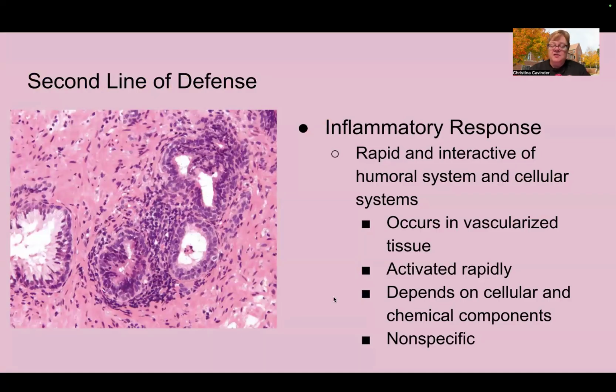So our second line of defense is your inflammatory response. And we've talked about this a bit before. It is a rapid and interactive response of the humoral and cellular systems. It occurs in vascularized tissue because those mediators will get to the tissue through the blood. It's activated rapidly. What happens to the tissue depends on the cellular and chemical components, but it is non-specific. So it could cause an inflammatory response to healthy tissue, which we don't want, but that can happen as well.